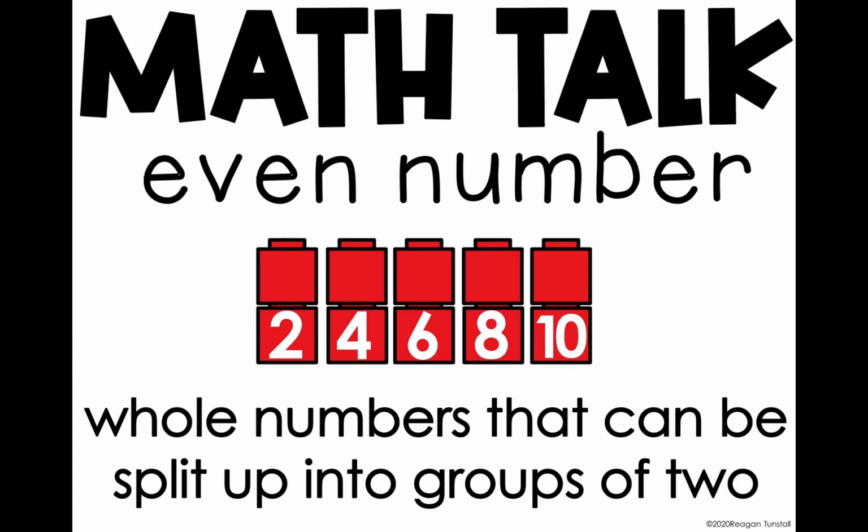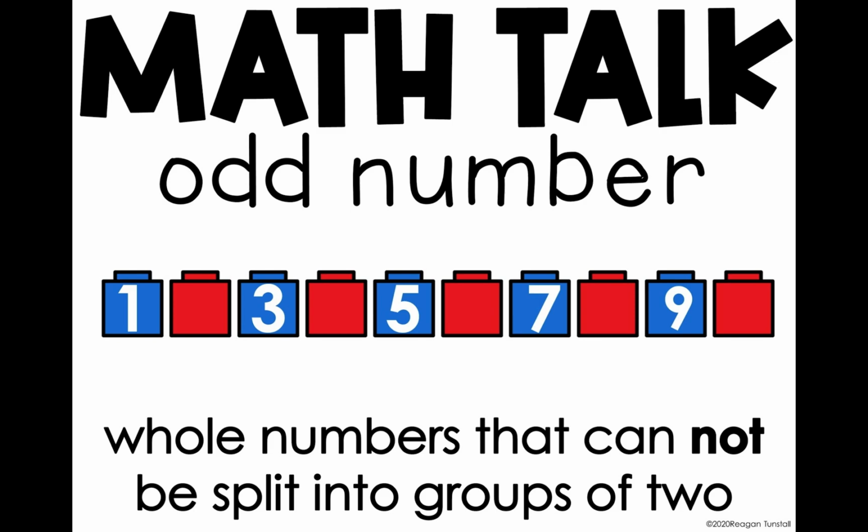Let's say them all together. Ready? 2, 4, 6, 8, 10. Nice job. If it's not an even number, it needs to be an odd number. Those are whole numbers that cannot be split into groups of 2. So when they're paired up, they don't have a buddy. So if you've ever been playing and you and another friend, right, that would be an odd number. You could have a buddy, but your friend didn't have a buddy. Those are 1, 3, 5, 7, 9.